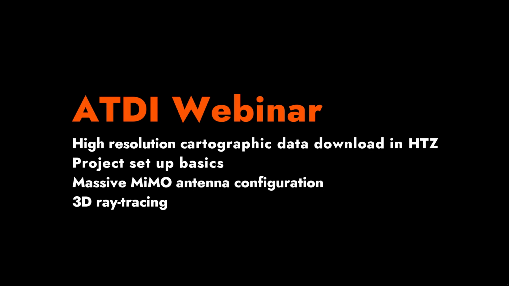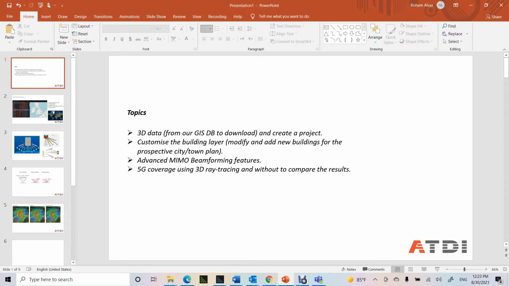Today I'm going to talk about four different topics as you see on the screen. For the first topic, I would like to introduce our GIS database, and I will show you how you can access and download the information from this online database, which we call Map Download Manager, and then what kind of information you can access from these online services, and how you can use that in order to create your project.